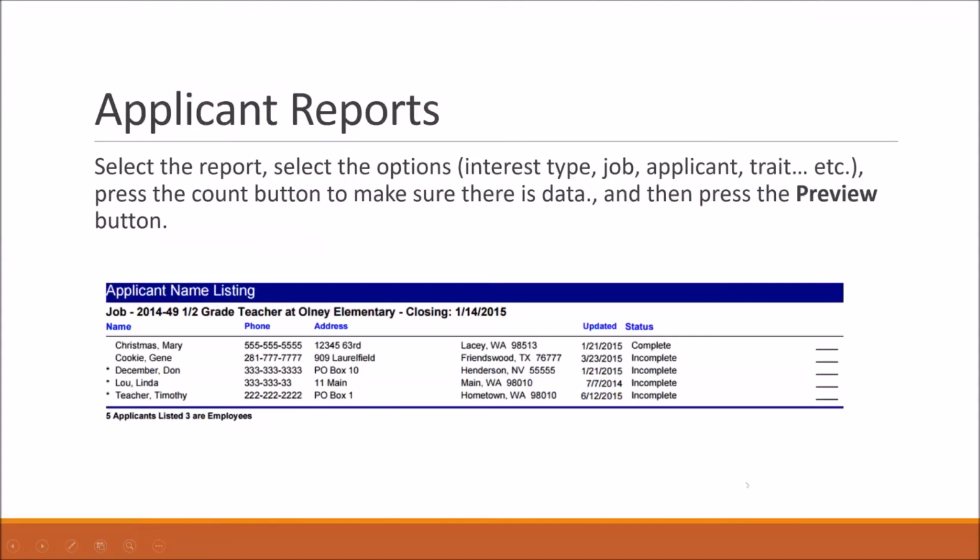So here's an example of a very basic applicant report. It's just the applicant name listing. On most of the reports, anybody who has the role of an employee has an asterisk, so you can quickly identify who your employees are. And we've added the S for substitutes, if you're using that in your system, to quickly identify who your subs and who your employees are. Okay, so that's job reports and that's applicant reports, and that's just the real quick on how to pull the data.